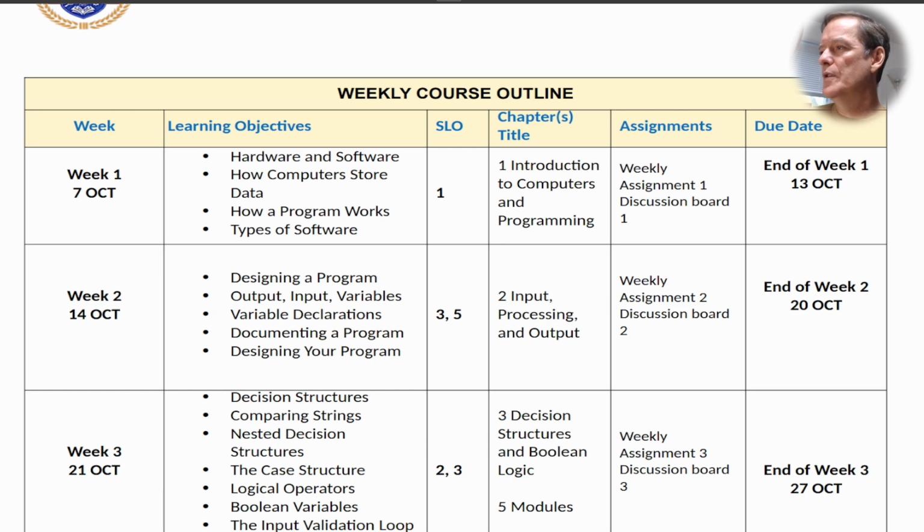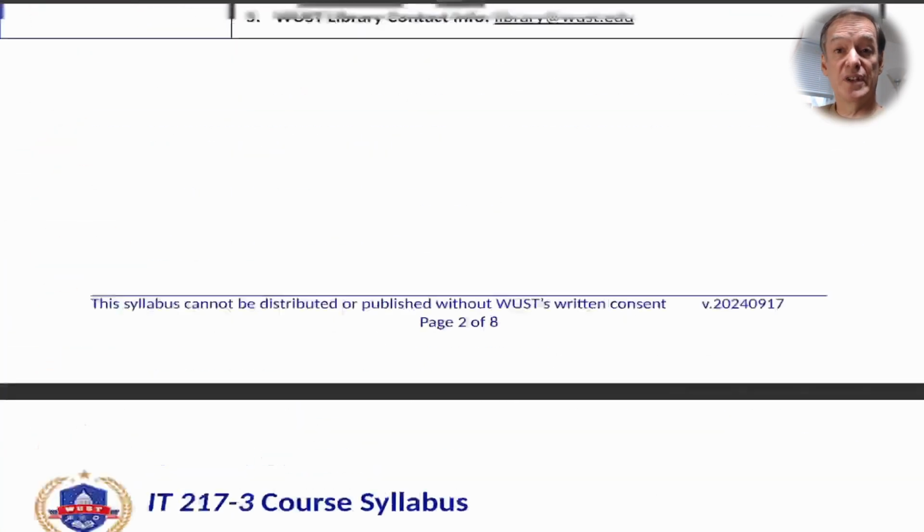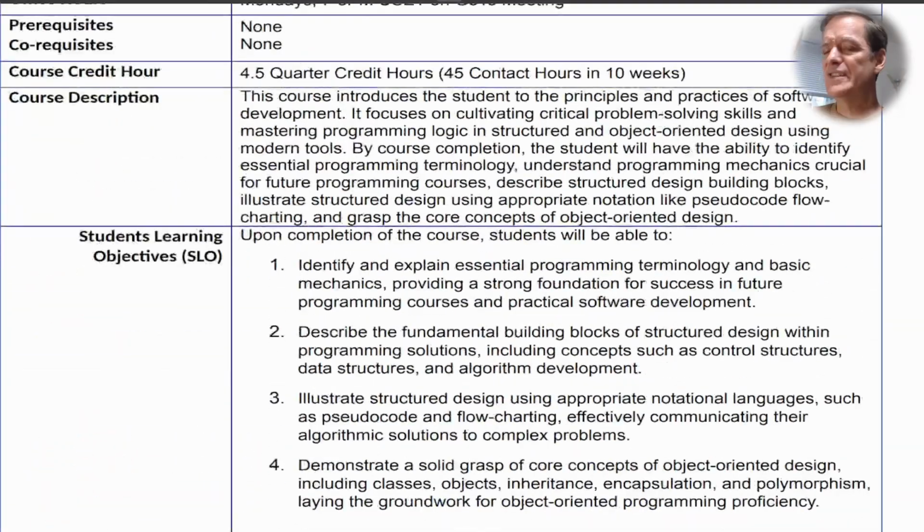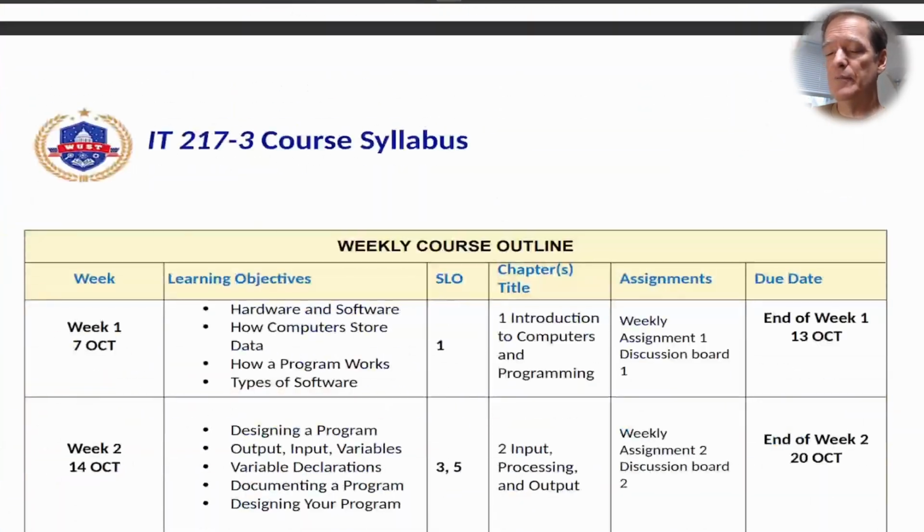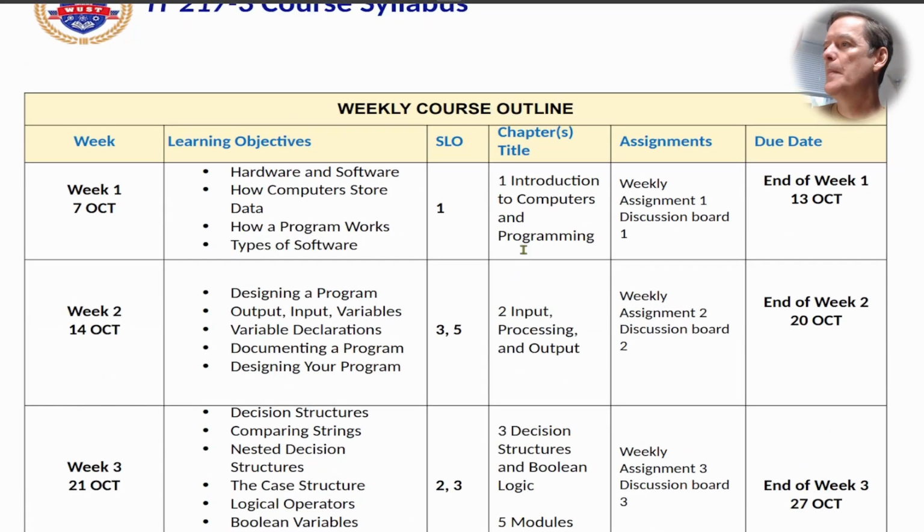So it tells you to read chapter 1 in the book, do weekly assignment 1, discussion board 1. Then they're all due at the end of the week. They're due Sunday night. Sunday night at 11 is really a good time to get everything in. Then it won't be late. Late means after midnight. When things are late, by the way, you will get deductions.